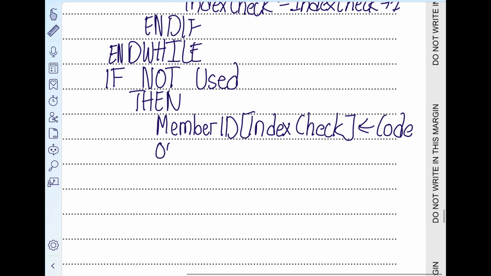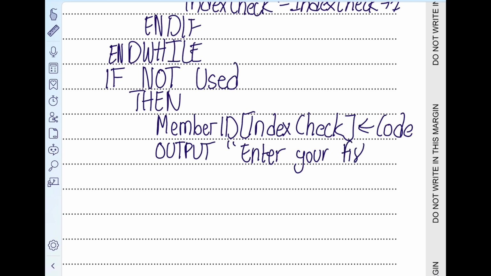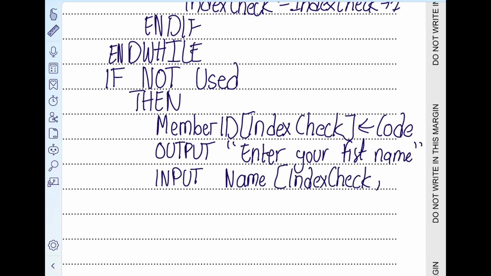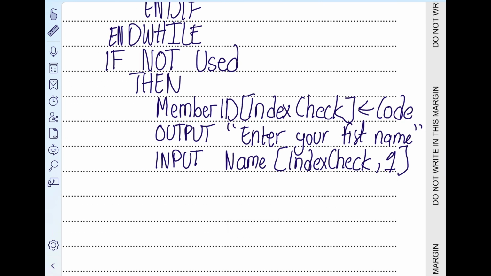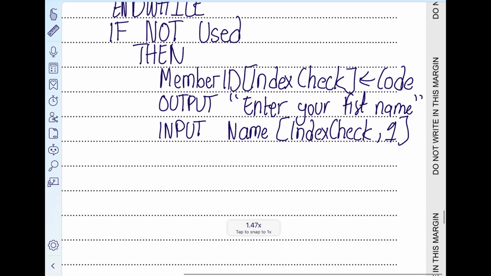Then we say output, enter your first name. Where do we want to store this first name? Input. We're going to store this in name, index check, comma 1. Basically we're going to the same table, which is name, and we store it at index check comma 1. That is the first name. The column would be 1 and the row would be the index check as specified.